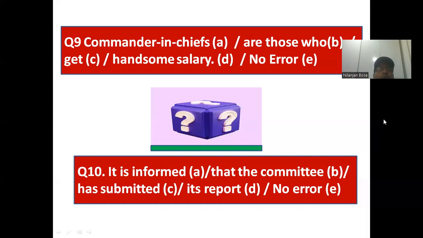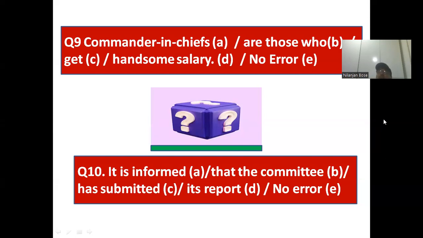Let us move to question number 9. Commander-in-chiefs are those who get handsome salary. Commander-in-chiefs is a compound noun. Whenever we join two different nouns, it is called a compound noun. And in a compound noun, when we make it plural, S is added to the root word, not the last word. Here in this case, commander-in-chiefs should be commanders-in-chief. In the root word commander, you should add S instead of adding S to chief. So the correct answer will be: commanders-in-chief are those who get handsome salary. So part A contains the error.